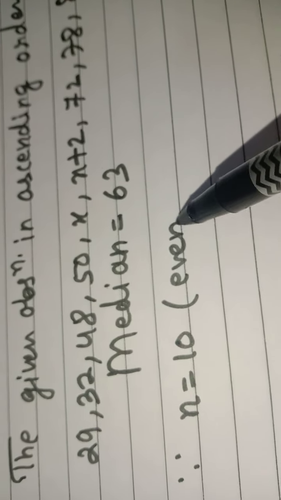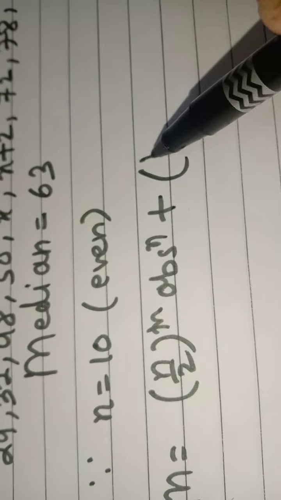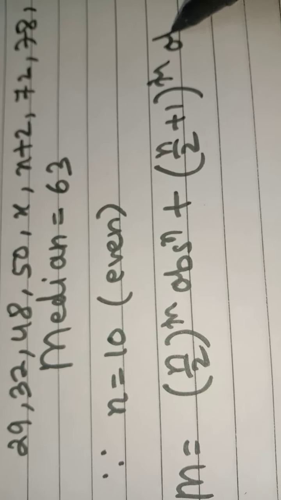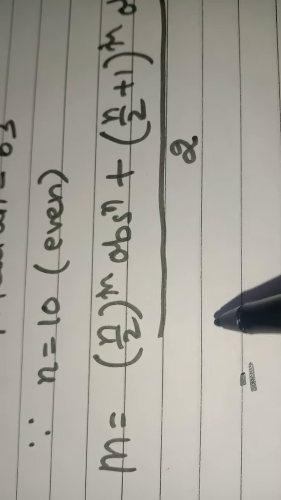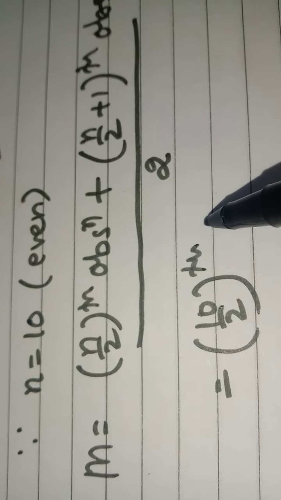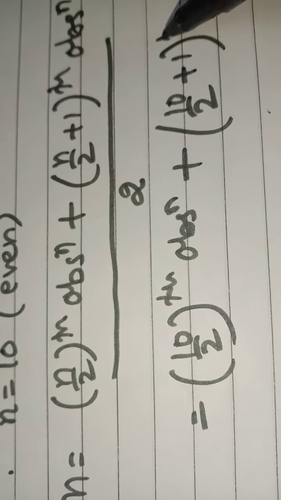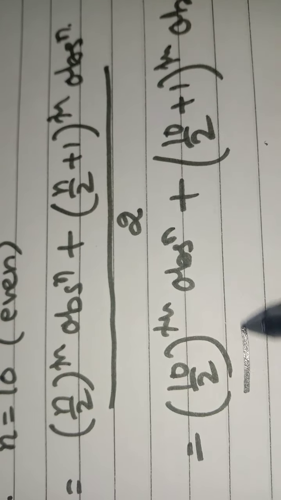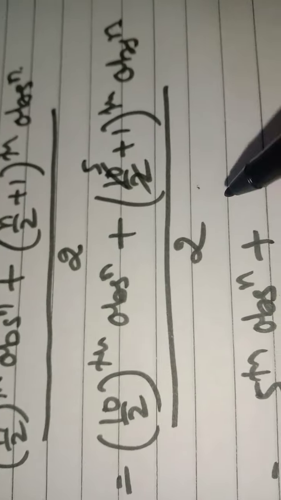it is even. So I will write here, median is equal to n by 2th observation plus n by 2 plus 1th observation, divided by 2. Now it is 10 by 2th observation plus 10 by 2 plus 1th observation, divided by 2. So it is 5th observation plus, can you see here, 2 5 is 10, 5 plus 1, 6th observation, divided by 2.